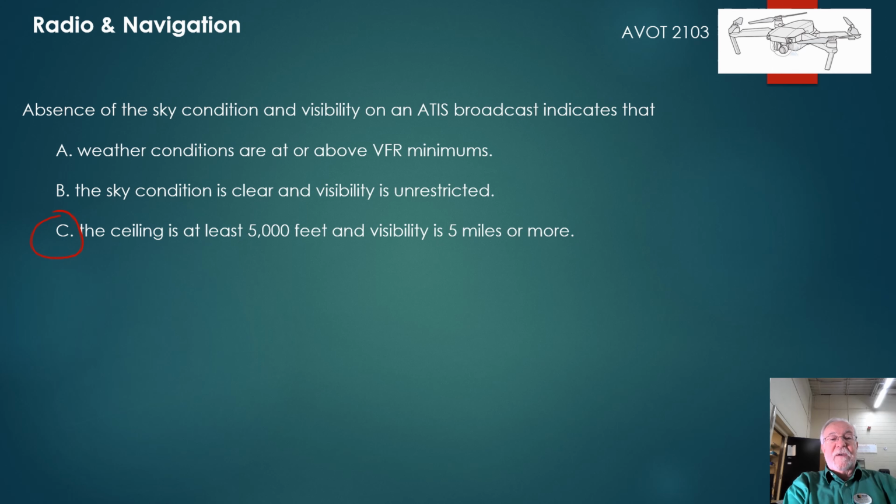A is no good because just above VFR minimums, that's not very good. 3 miles and 1,000 feet cloud layers, that's not that good of weather. If the sky conditions are clear and visibility unrestricted, that's sort of rare. When is it ever clear and you can see 1,000,000 miles? The best answer has got to be C. That's how you work that out. That is in fact the correct answer.